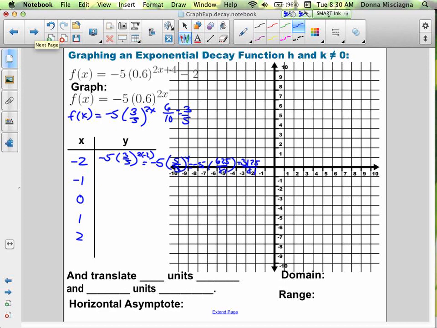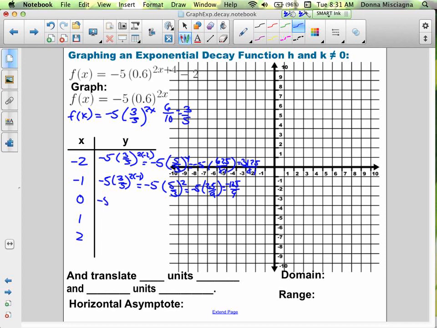All right, so if you just want to write the value or write a little bit of this, you can. -5 times 3/5 to the 2 times -1 power is going to be -5 times the reciprocal 5/3 squared. So that's going to be -5 times 25/9, which would be -125/9. It'll be a stretch, but we'll fit that one in.